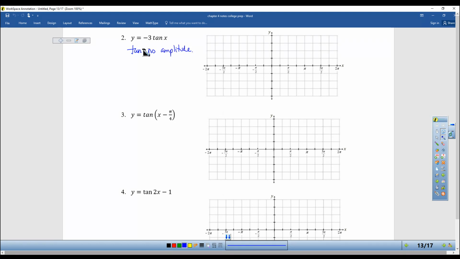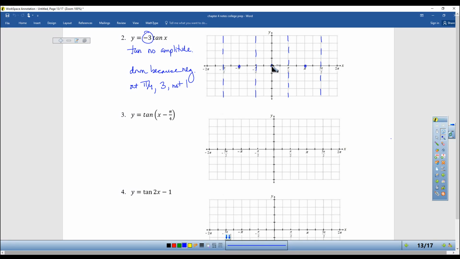However, that 3 does affect things. So it's going to go down because it's negative. And at pi fourths, it's going to be 3, not 1. So here's my asymptotes. I can go ahead and put them in right away because I don't see a period change. There's nothing in front of the x, so I know my vertical asymptotes haven't moved. 0 hasn't moved.